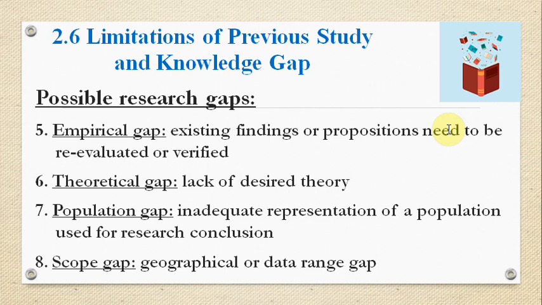Or scope gap, where this work has been done in US, in Europe, in Asia, but it's not been done in Africa or in your country. That becomes geographical gap. Or data gap, where people have done this research and the last that has been done was done in the year 2000, and then this is 2024. There has been a gap which your own research will want to fill.